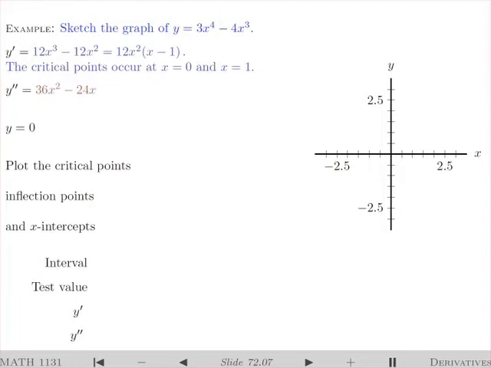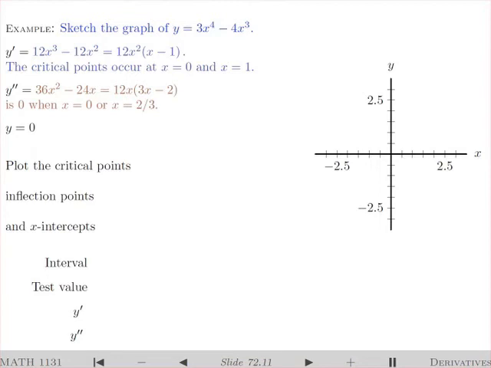Let's also find the points of inflection. So the second derivative is the derivative of the first derivative, so that's 12 times 3x squared minus 12 times 2x, or 36x squared minus 24x. Again, we can factor this by pulling out a 12x. And the other factor is 3x minus 2. So 12x is 0 when x is 0. 3x minus 2 is 0 when x is 2/3. So those are the x coordinates of potential points of inflection.